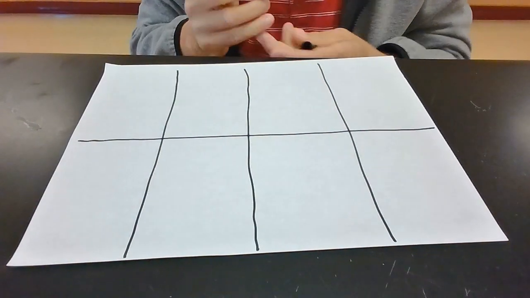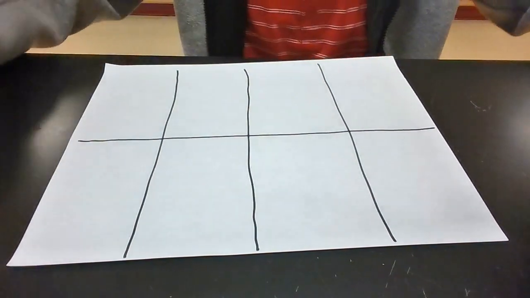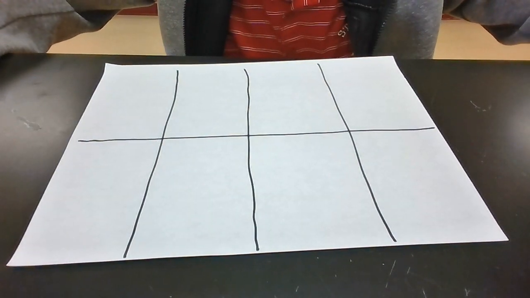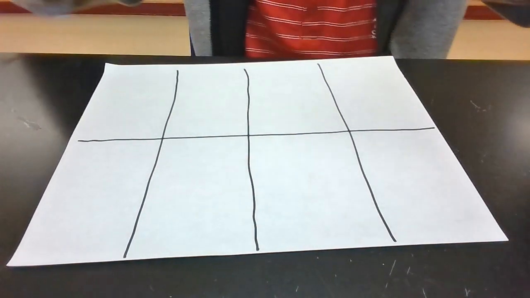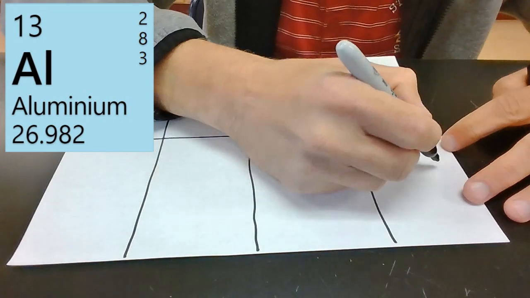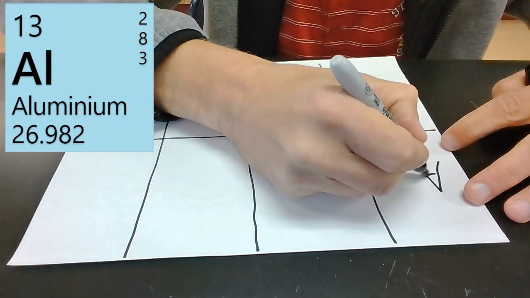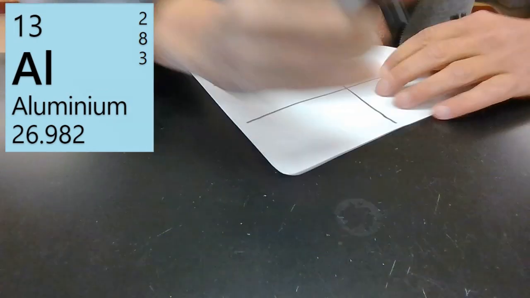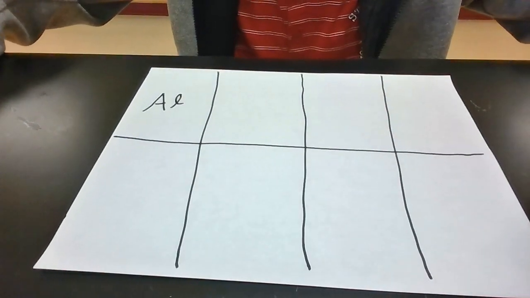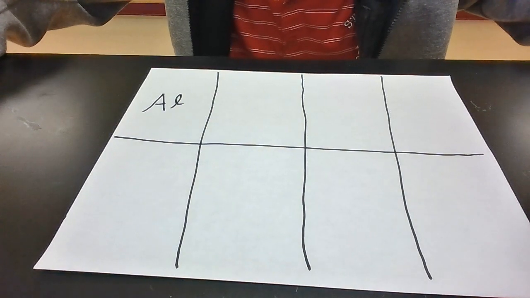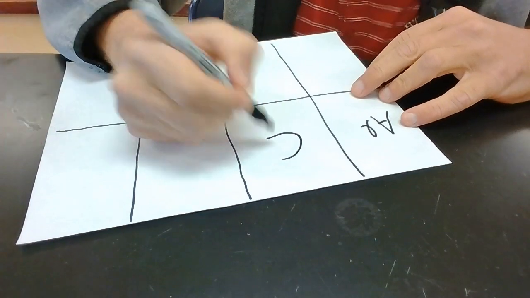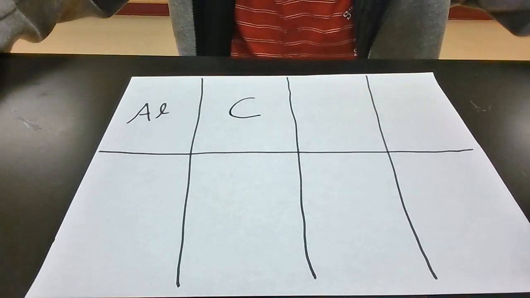Okay, and let me see, the first element that we're dealing with here is aluminum, right? So in one of these I will put the symbol for aluminum, which is Al. The second one that we're dealing with here is carbon. So for my second one, the symbol for carbon is C.